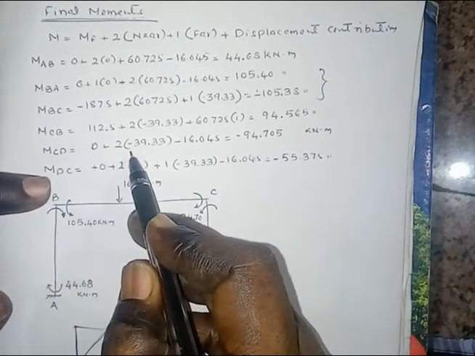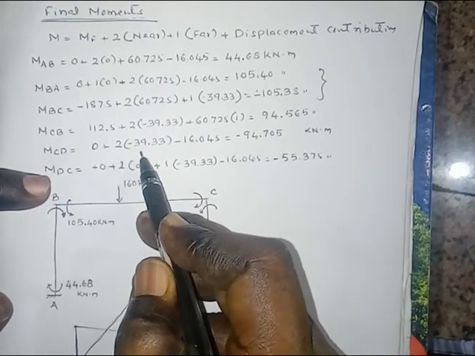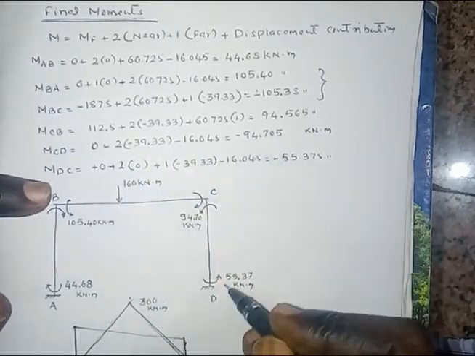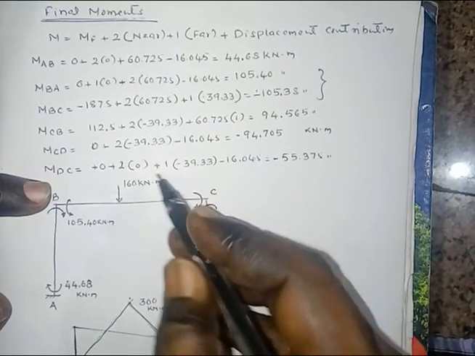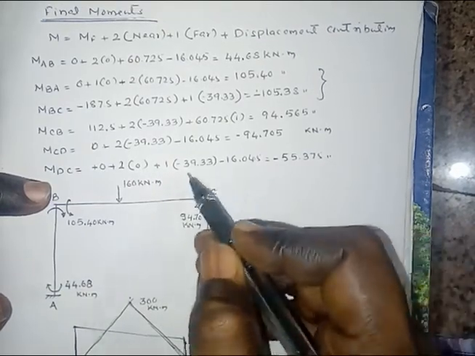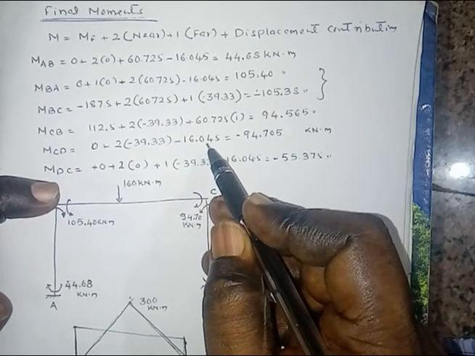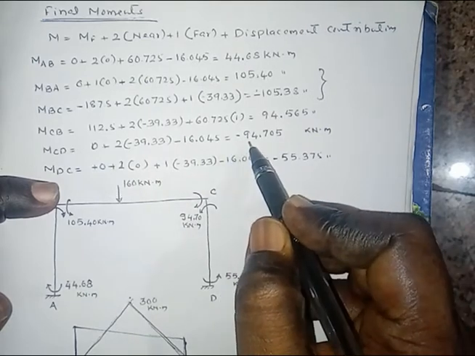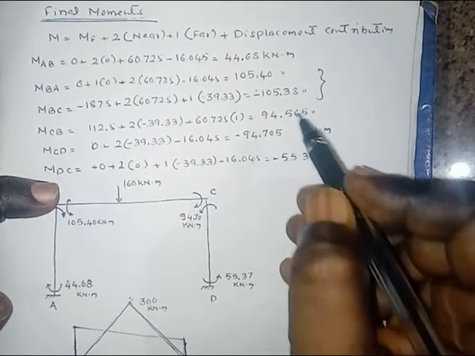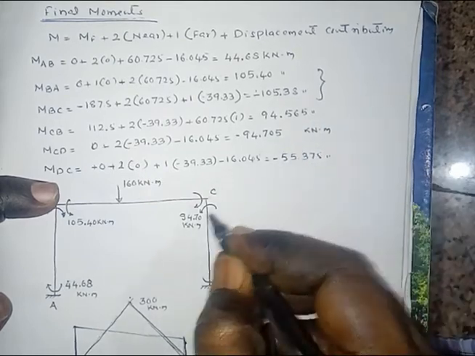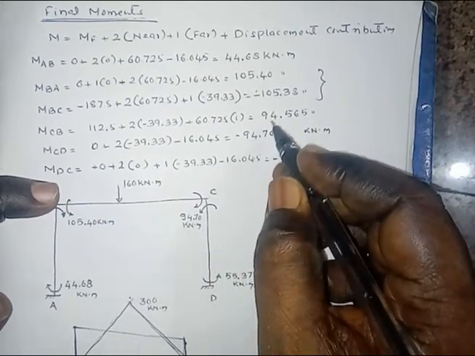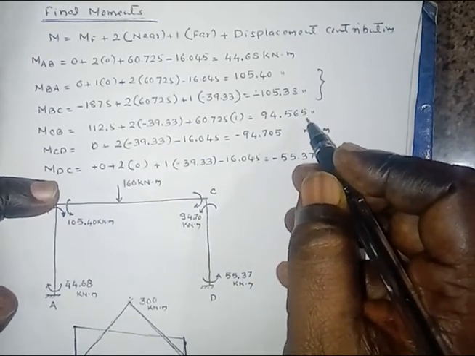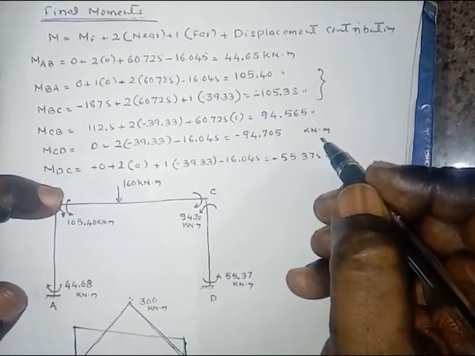For vertical member CD, the fixed end moment is 0 since it is not subjected to any lateral loads. Then 2 times the near end contribution, that is minus 39.33 into 2, plus 1 times the far end contribution, that is 0. Then the displacement contribution is minus 16.045. By simplification, you will get minus 94.705, anti-clockwise. The difference here is in terms of a small fraction.